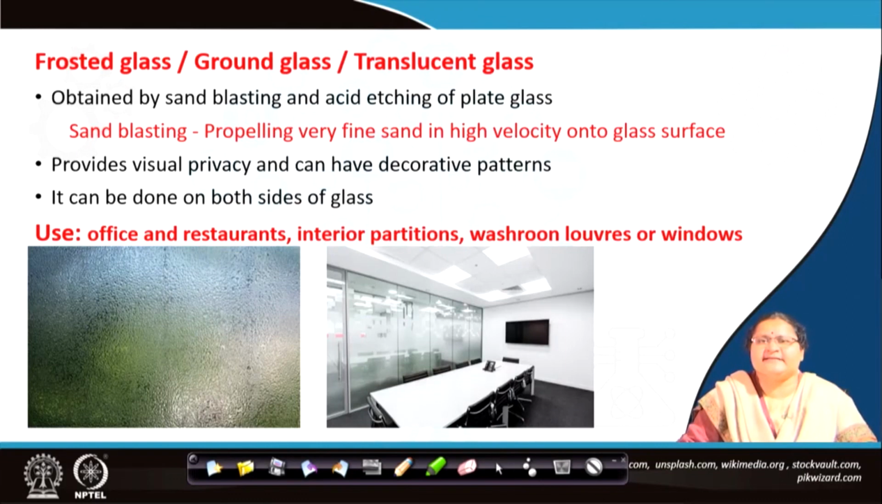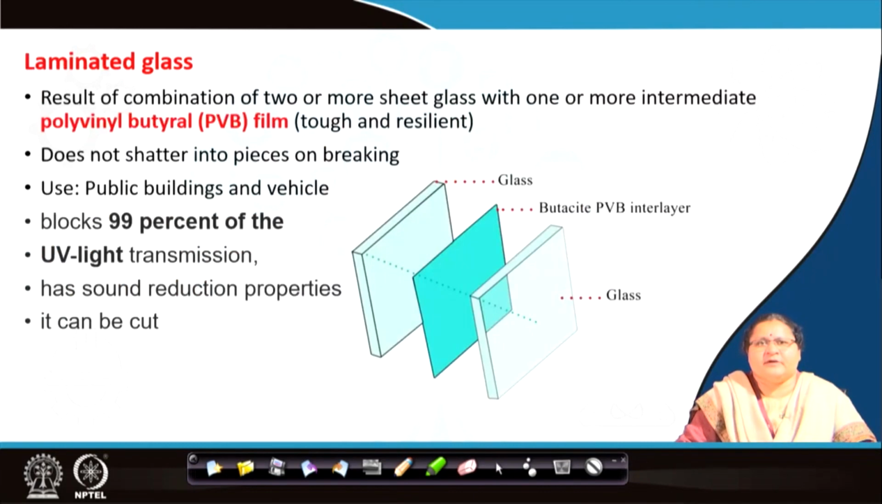So, you can create some pattern on top of this glass, you can generate some particular aesthetically pleasing looks on top of this glass by creating portions of it as ground glass or translucent, and portions of it maybe transparent. Let us move to another type of glass, which is laminated glass.